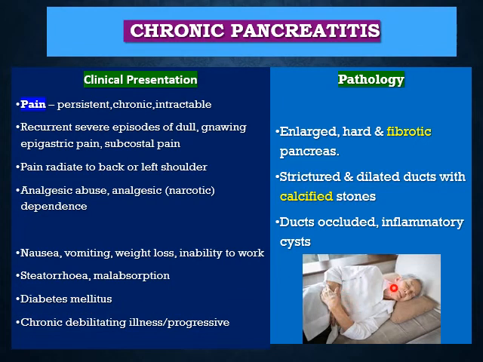Okay, here is a patient with chronic pancreatitis with chronic upper abdominal pain, loss of weight, and the patient looks very miserable. Now, what are the pathological changes that take place in the pancreas in chronic pancreatitis? The gland becomes enlarged, hard, and fibrotic. There are multiple strictures of the pancreatic ducts with dilatation and calcified stones within, which are clearly seen on X-rays. And these pancreatic ducts and ductules become occluded, and sometimes multiple inflammatory cysts are noted.